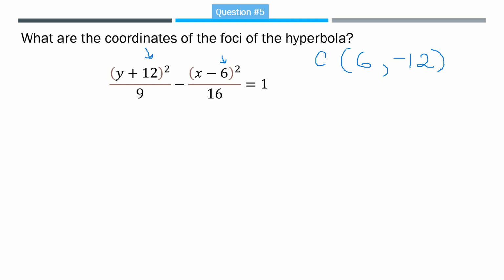All right, now we want to find the coordinates of the foci. So we need to find c, because c will give us the length from the center to each of the foci. Now we have a squared. Oops, the a goes with the x. So we have a squared is 16. b squared is 9. And our formula to find c is a squared plus b squared equals c squared.